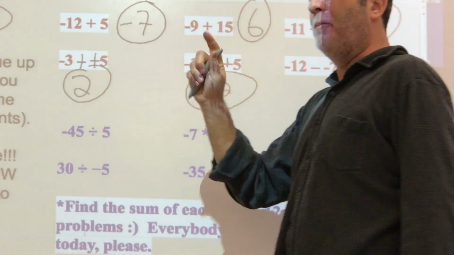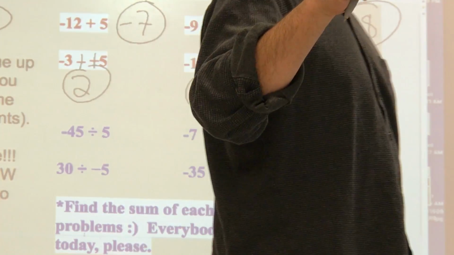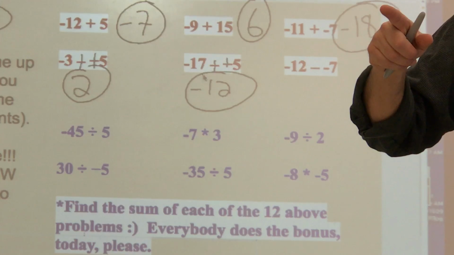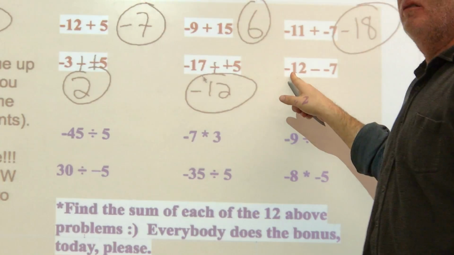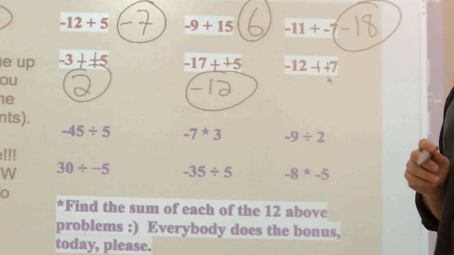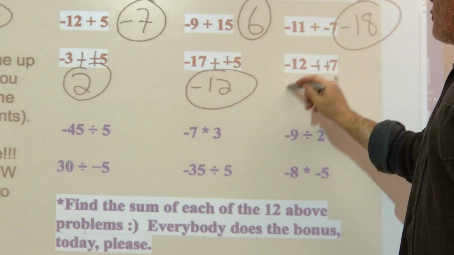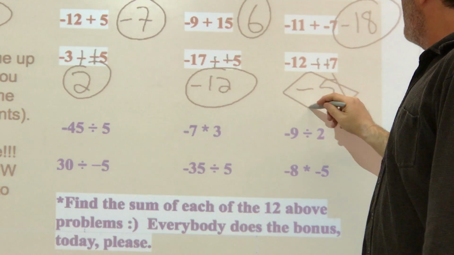I'm not one for tricks, but if I were, I would remind you of this. When subtracting integers, don't have a fit. Leave the first one alone and add the opposite. So that becomes negative 12 plus 7, which is negative 5. Creds for that little poem.